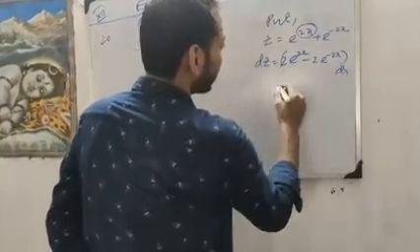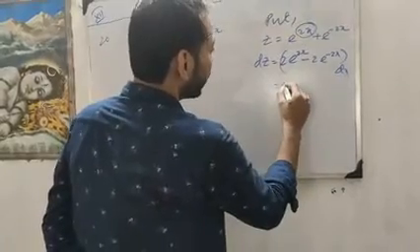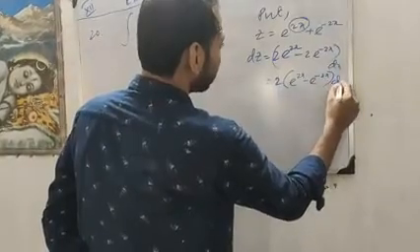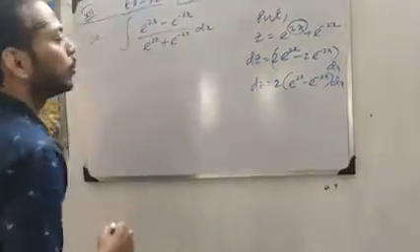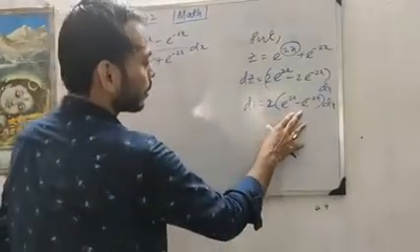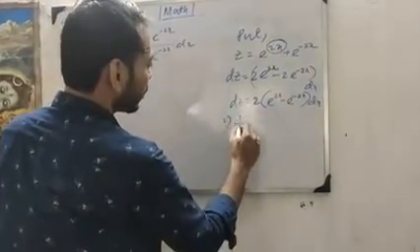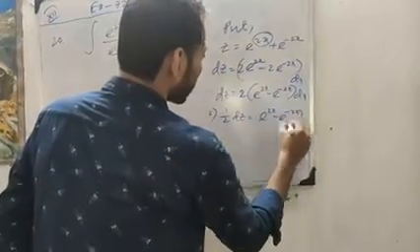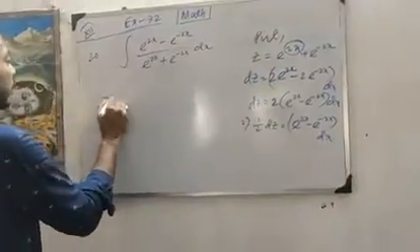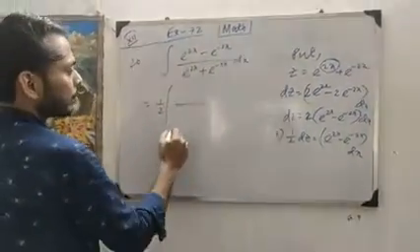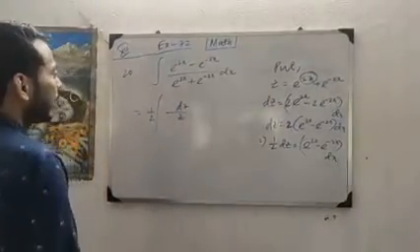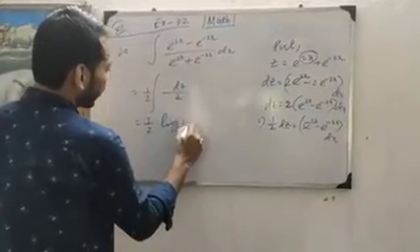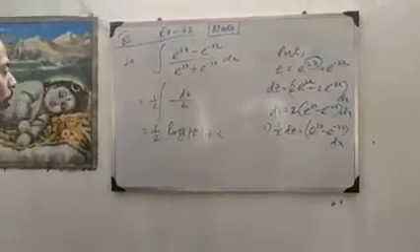Then dx. After taking 2 common, we get 2 within the bracket e to the power 2x minus e to the power minus 2x dx. So dz equals 2 within the bracket e to the power 2x minus e to the power minus 2x dx. That means 1 by 2 dz equals e to the power 2x minus e to the power minus 2x dx. So the integral becomes 1 by 2 dz by z, simply 1 by 2 integration dz by z. That means half log of mod z plus c.